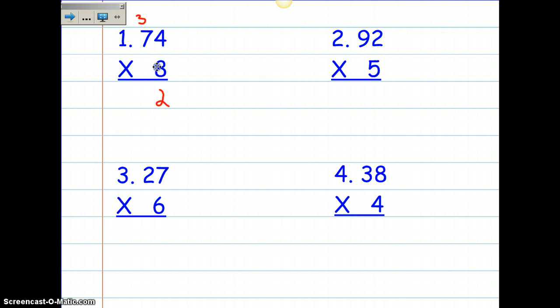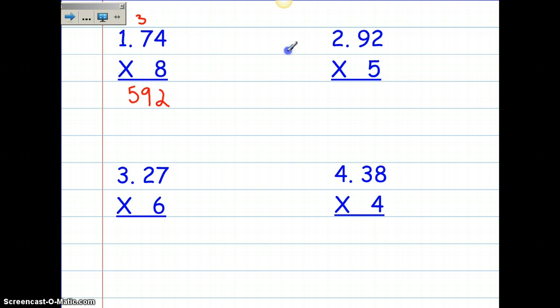Now all I have left to do is multiply the ones place times the tens place. So what is 8 times 7? That's 56. Now, do I take 56 and multiply it by 3? No. I'm going to add this 3 to 56. So 56 plus 3 is 59. So my answer is 592.